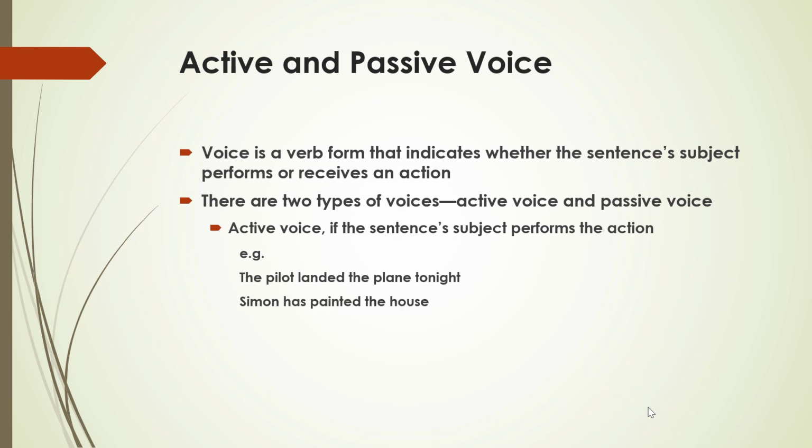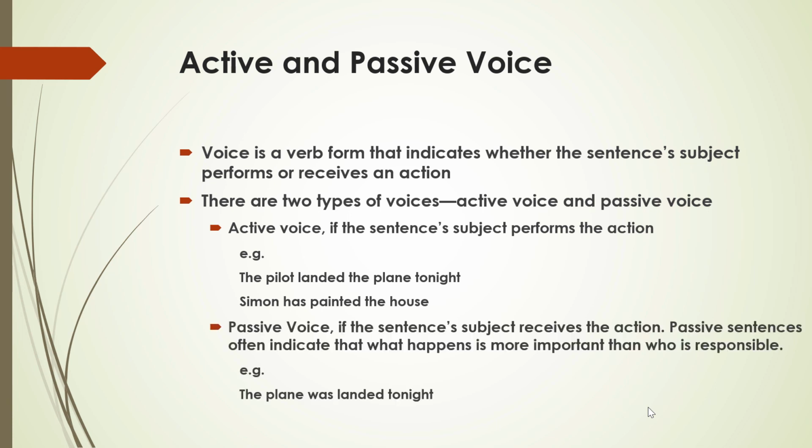Simon has painted the house. Simon as subject, has painted as verb, the house as object. Simon, in this case, also performs an action, that is, has painted the house. So, this sentence is also an active sentence.